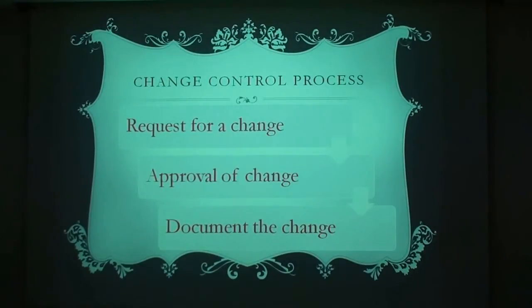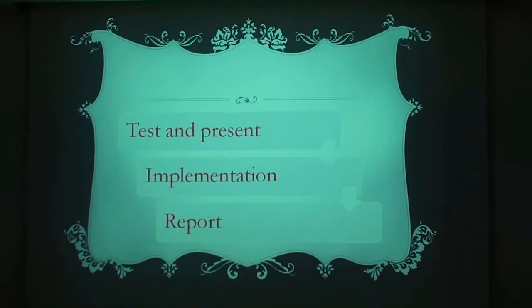The change control process has the following steps. First, request a change. In this step, a change is being requested. Next is approval of the change. For approval, the individual request must be justified with the reason for the change. Next is to document the change. After the documentation procedure is finished, the next step is to test and present the change to the senior management. Here the change should be tested and the results foreseen before actual implementation.